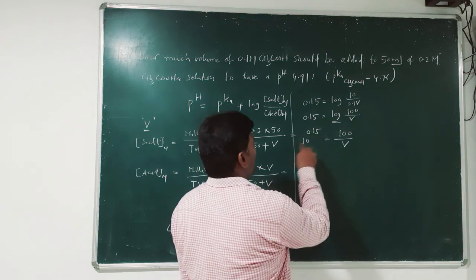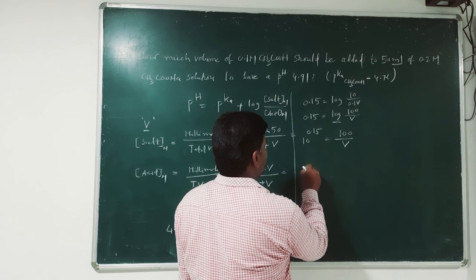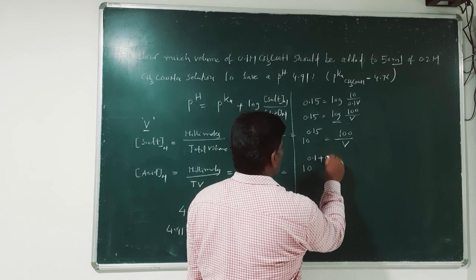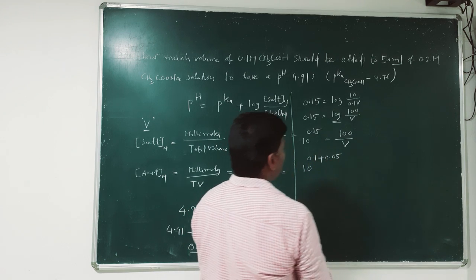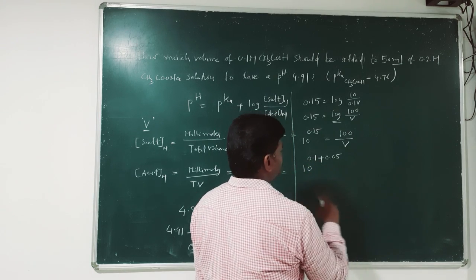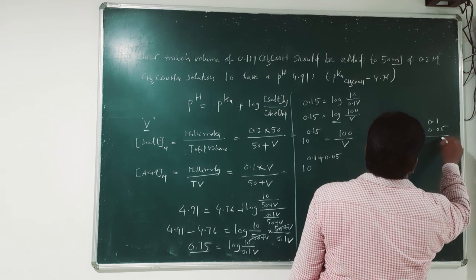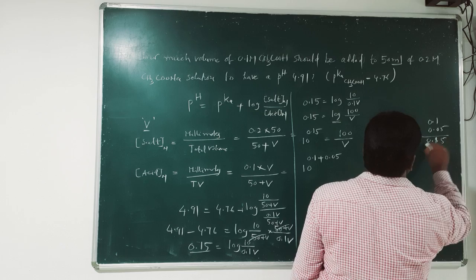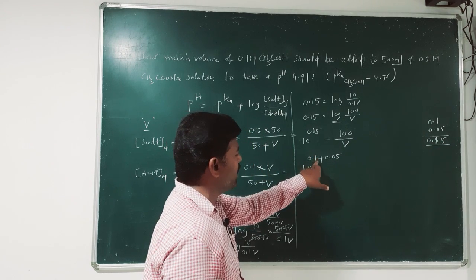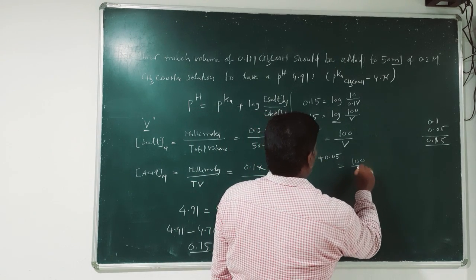Okay, so anti-logarithm, how can we calculate this anti-logarithm? 0.15 can be written as 10 power 0.1 plus 0.05, because 0.1 plus 0.05 gives 0.15. So I shall write this as 0.1 plus 0.05 is equal to log of 100 by V.